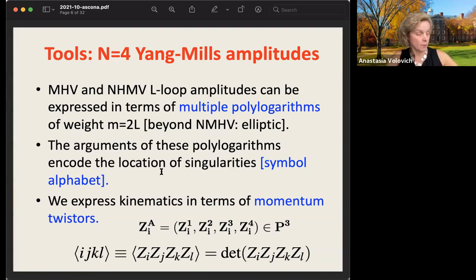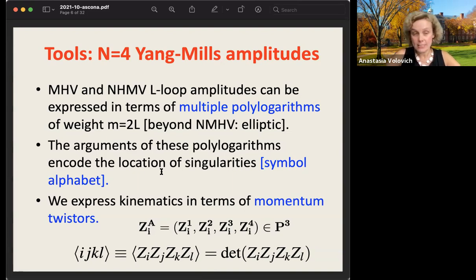Again, I'm not going to give you a full introduction. I'm just going to say that what you do is, at each point, instead of P1, P2, P3, P4, P5, P6 for 6 points, you associate to it a line in twistor space. So you would have Z1, Z2, etc., where each Z is in P3. Now, n equals 4 Yang-Mills theory has this nice symmetry called dual conformal symmetry, which is just SL4C.